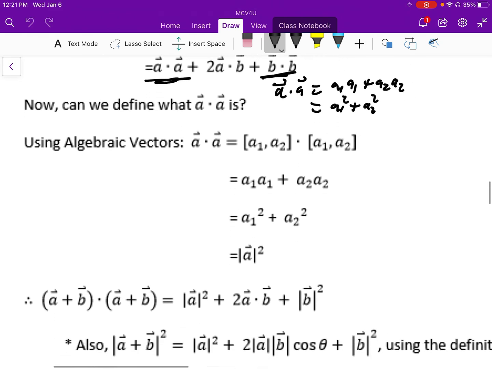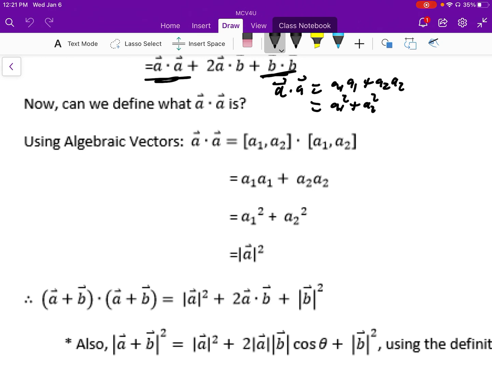Here's another way. Now, where do we come up with this? By the geometric definition of the dot product, that is the magnitude of A times the magnitude of B times cos theta. So the magnitude of A plus B, squared, looks really close to the cosine law. The difference is it's plus instead of minus.